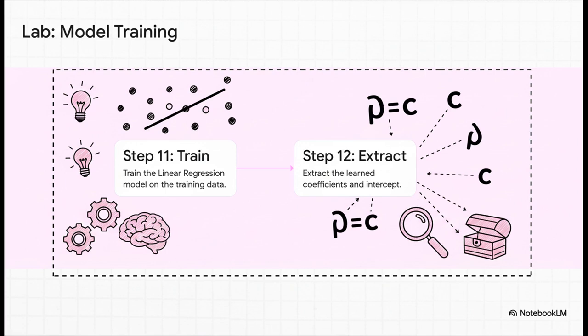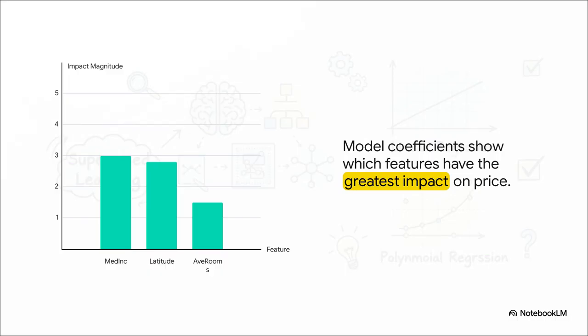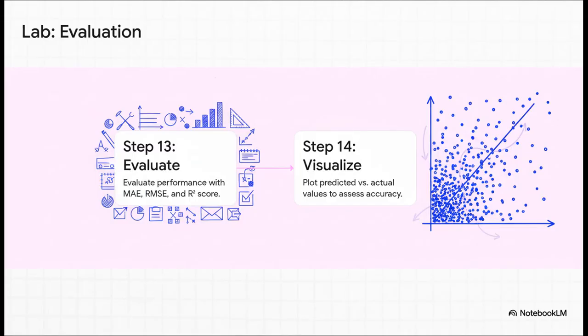Once it's done training, we can just pull those learned values right out of the model. And check this out. This is what the model actually learned. By plotting those coefficients, we can instantly see what features it thinks are the most important. And it's no surprise, right? Median income has the biggest positive impact, but what's really cool is that latitude has a big negative impact. Our model figured out all on its own that generally the further north you go in California, the lower the house price. Pretty smart.